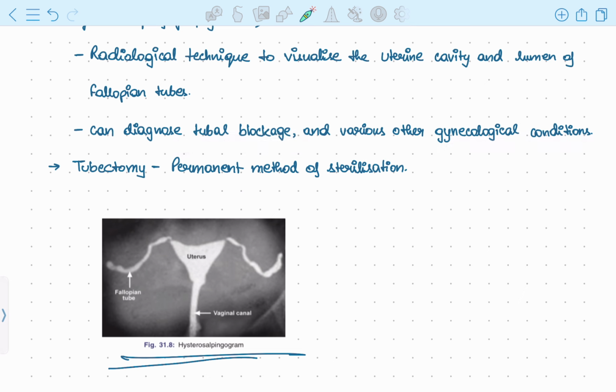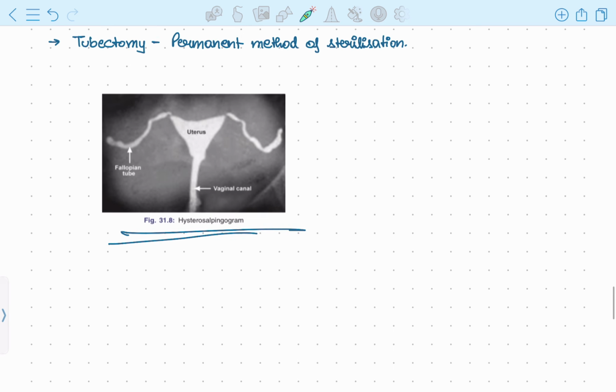Then another clinical anatomy is tubectomy. What do you mean by tubectomy? We all have studied that this is a permanent method of sterilization. In this, we cut the segment of the fallopian tube on either side so that the ova cannot be transported to the uterus. If the ova are not transported to the uterus, the female can't become pregnant. So this was about the fallopian tube.